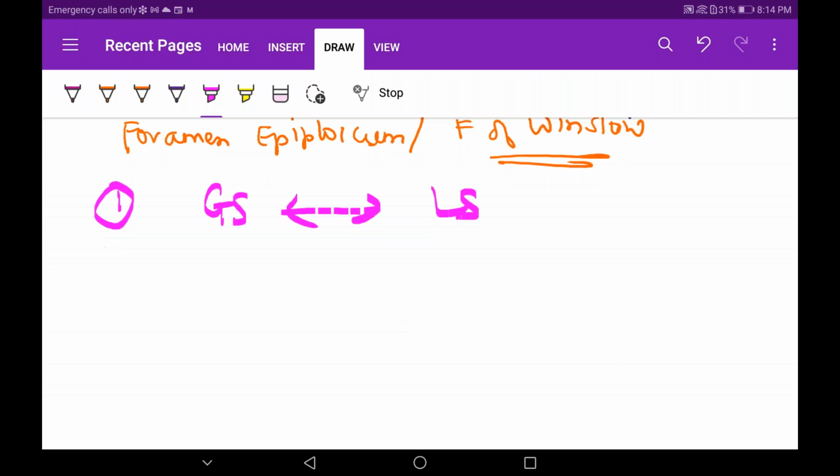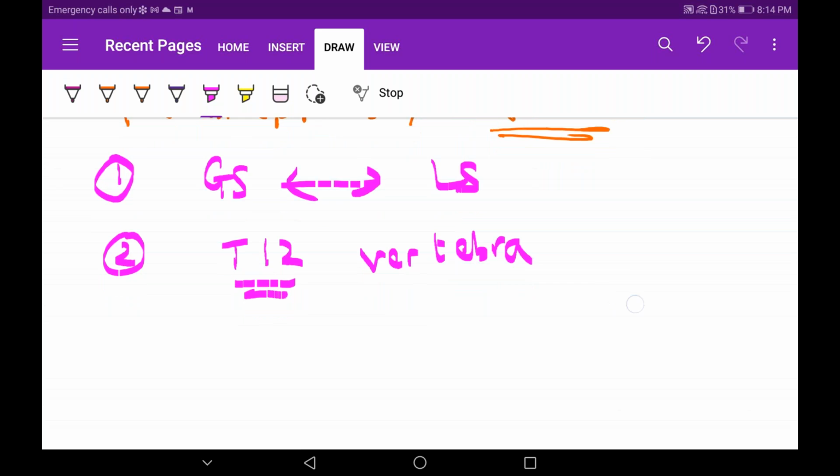Next, what should you write? One important point: it is located at the level of the T12 vertebra. Write this down. You need to know the location, right? T12 vertebra. A little above only it is present, near the liver.